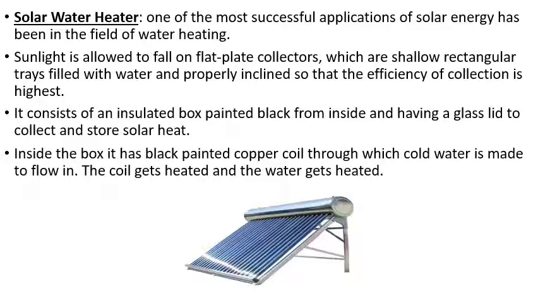which are shallow rectangular trays filled with water and properly inclined so that the efficiency of collection is highest. Next, it consists of an insulated box painted black from inside and having a glass lid to collect and store solar heat. Inside the box, it has black painted copper coil through which cold water is made to flow in. The coil gets heated and automatically the water also gets heated and flows into the storage tank. In this way, solar water heater works and we are using the solar energy.